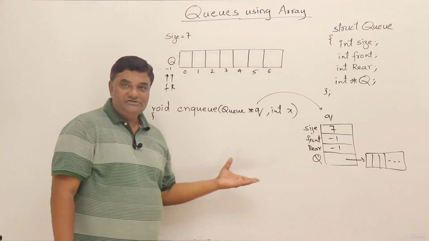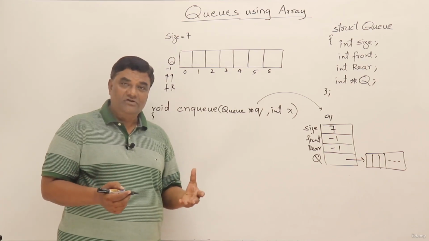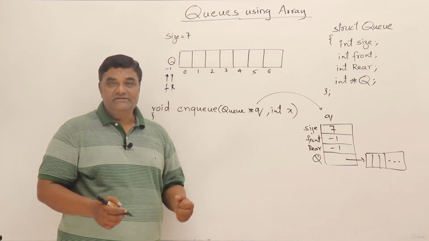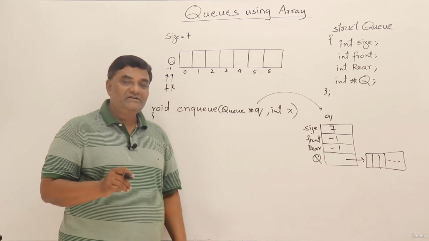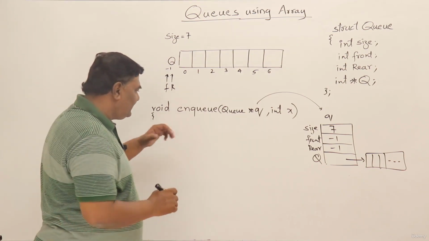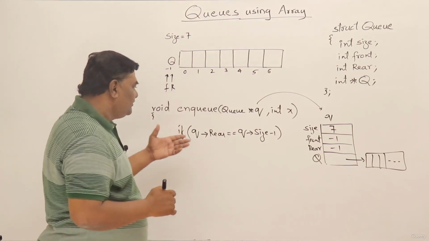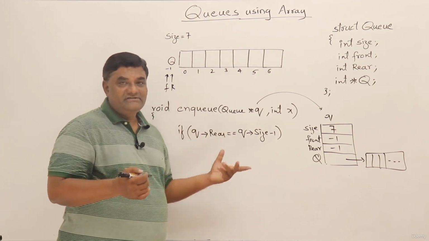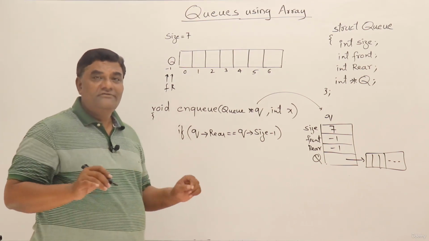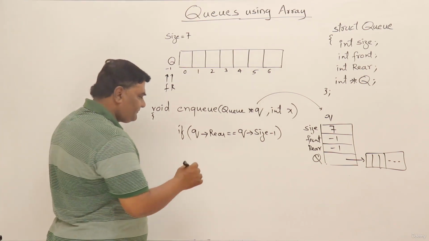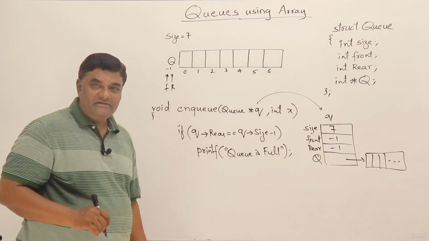Now let us write the function. For insertion, first of all, we should know whether there is any space or not. If there is no space, we cannot insert. If there is no space, it means the queue is full. So first check whether the queue is full. So I'll write the condition for queue full. If this is the case, then the queue is full. I cannot insert any element. So here I'll simply give a message that the queue is full or queue overflow. Queue is full.